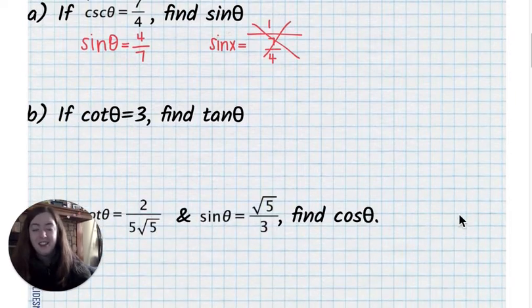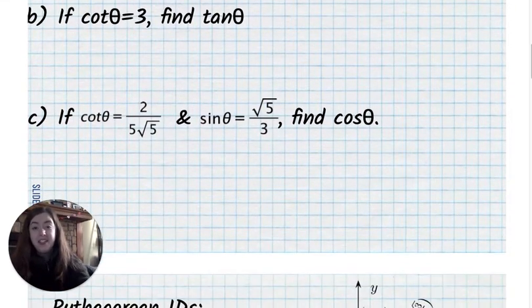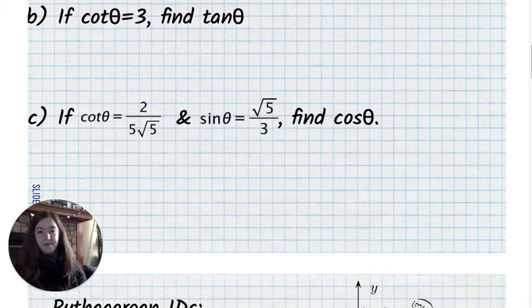Okay. Then if cotangent is 3, find tangent. Go ahead and try that one on your own. Yeah, so it's just the reciprocal. So tangent of theta is equal to 1/3.